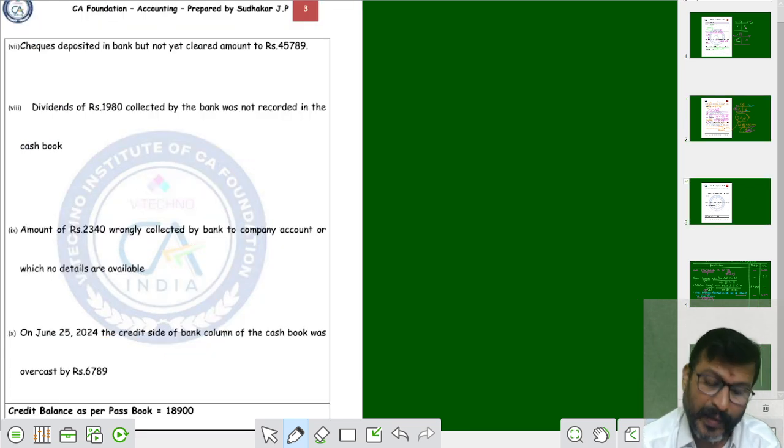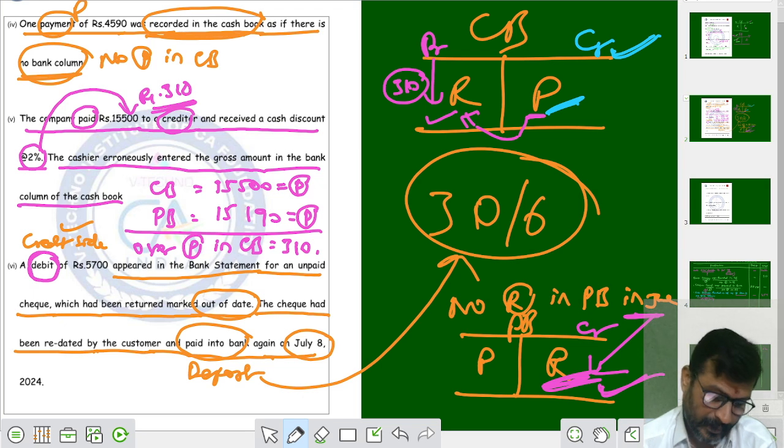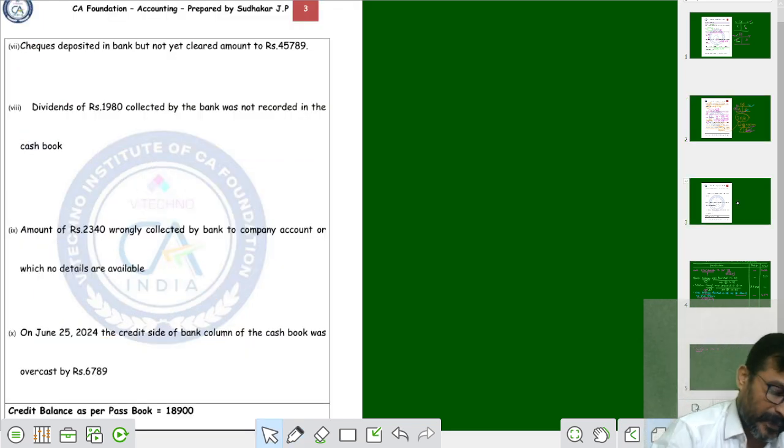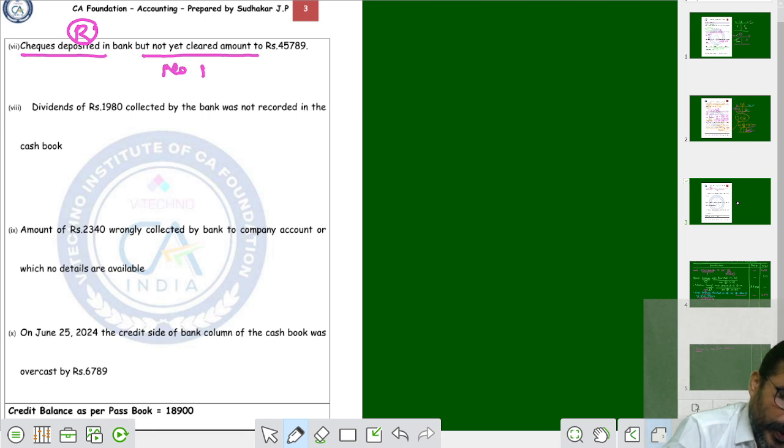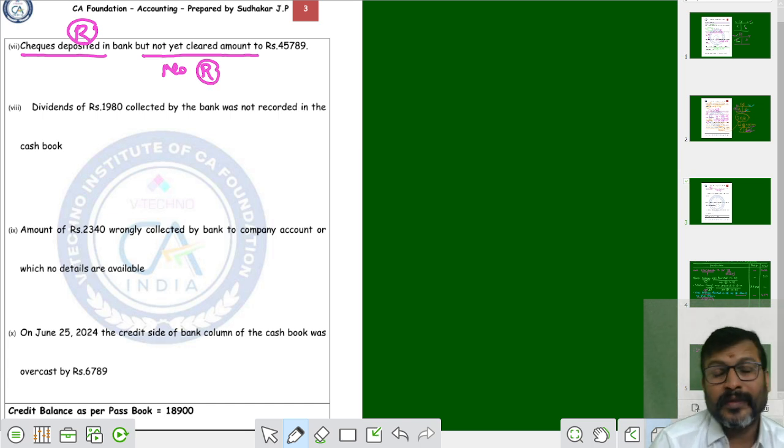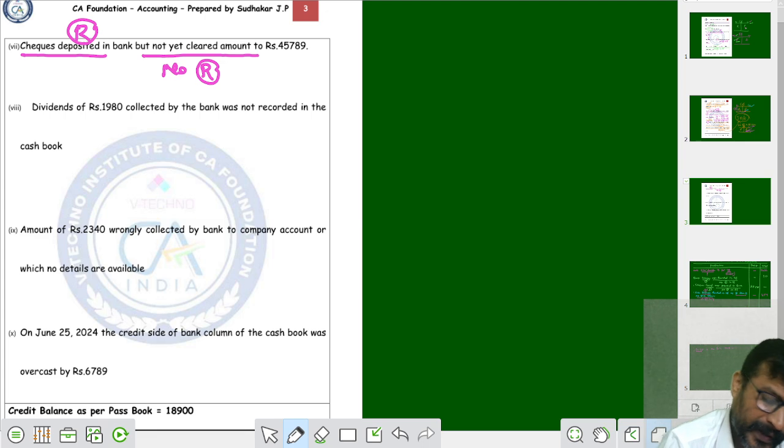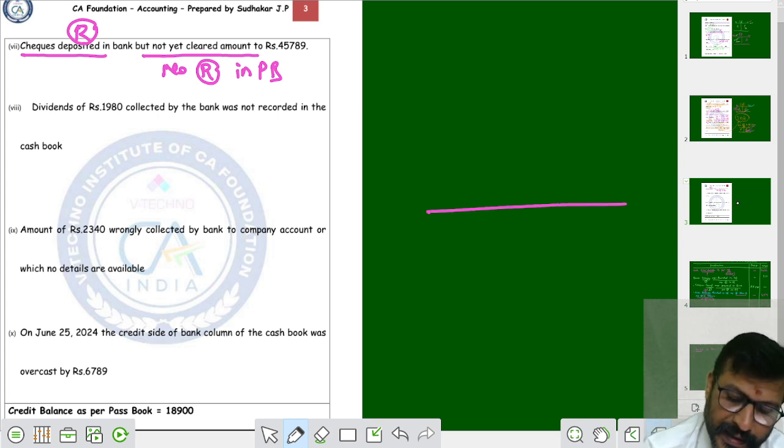See the next one. What happened? This completes point number 7. Cheques deposited. Deposited means what? A receipt into the bank, but not yet cleared. Not yet cleared means what? Who is supposed to clear the cheque? Who is supposed to collect the cheque? It's only the banker, right? Not yet cleared means no receipt in which book? Passbook. See, no receipt in passbook.